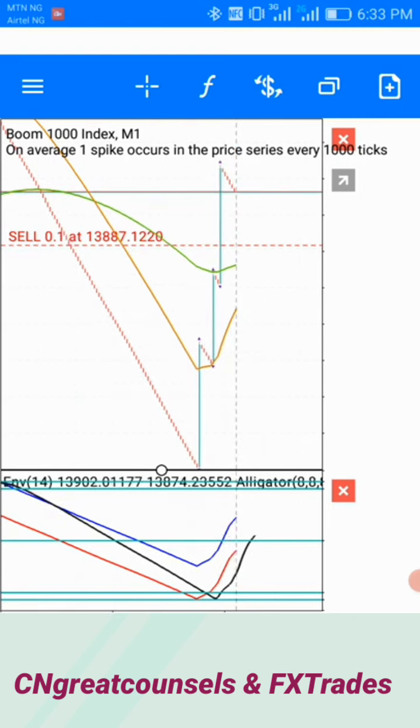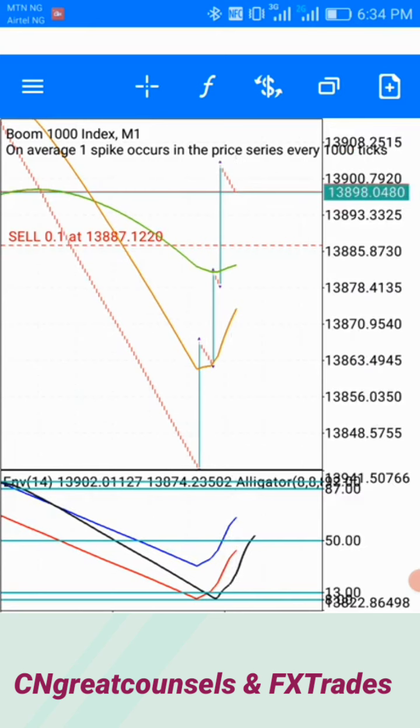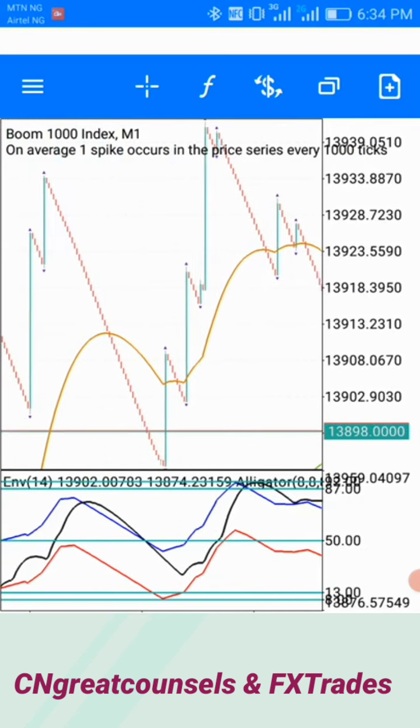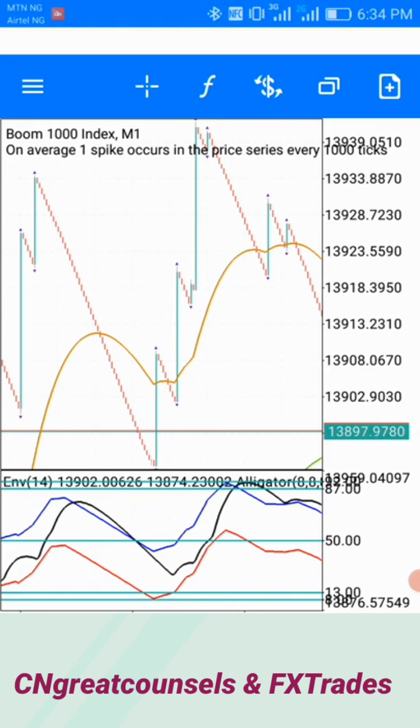Now how do you trade with this strategy? Now on boom markets, and please I advise you to use this strategy on boom 1000 and crash 1000. Of course it works on boom 500 and crash 500. It also works on other pairs like volatilities and step index, but please I encourage you and advise you to use it on boom 1000 and crash 1000, okay?